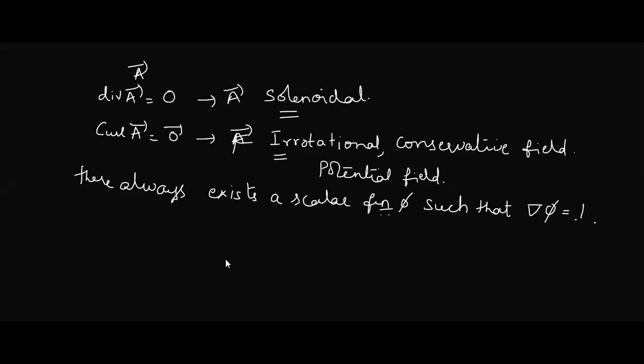Can anybody tell me what this del phi is representing? What is del phi? Gradient. It is the gradient. That means we have some property satisfied whenever a vector field is irrotational, then that vector field is equal to the gradient of some scalar function. And this scalar function phi is called scalar potential.